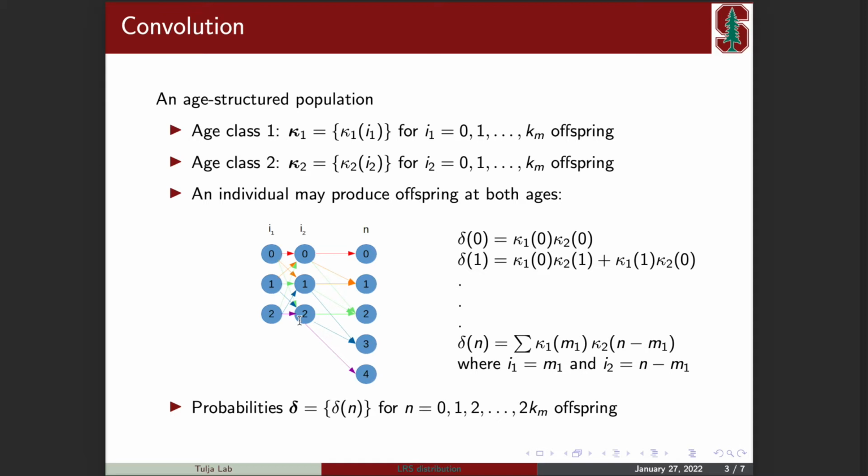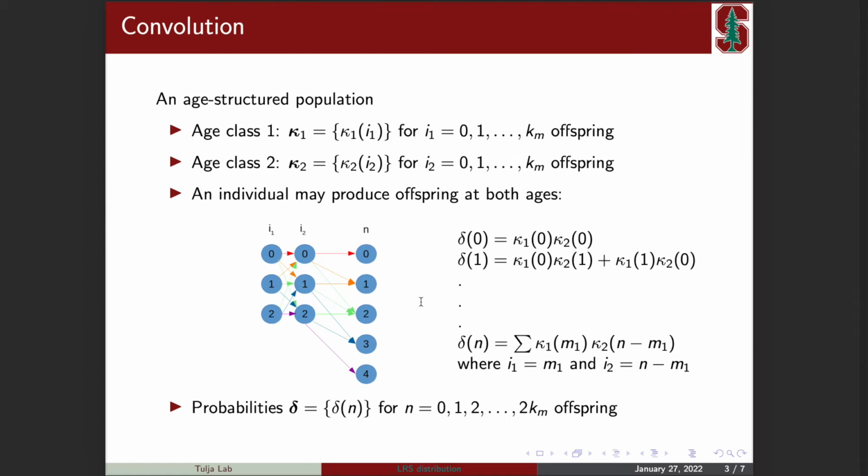Then the lifetime reproductive success, the total number of kids produced during the lifetime of the individual, may be 0, 1, 2, 3, and 4, like it's shown under N. There's only one way for an individual to get 0 kids during its lifetime. That is to give no birth at both ages. The path is marked by red arrows here. The probability of that is the product of probability of no birth at age 1 and probability of no birth at age 2, which is written here as delta 0 equals kappa 1, 0 times kappa 2, 0.